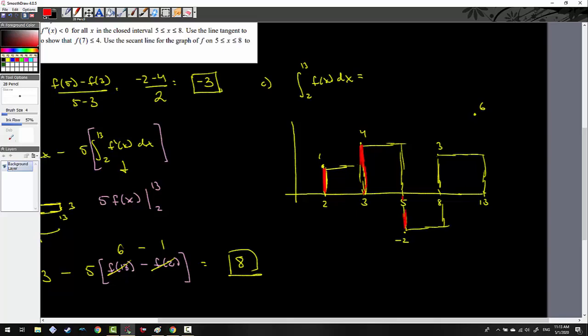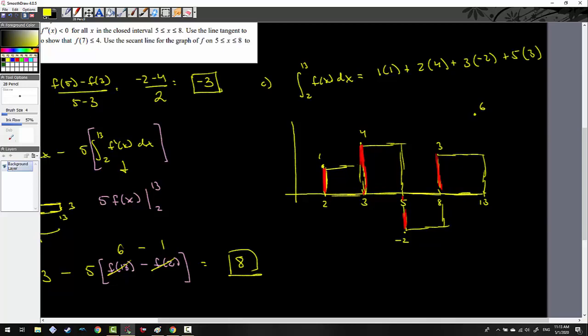And so from here we are. After we have all that, we're just going to go ahead and add them all up. My first base here is a base of 1 with a height of 1. And then my base here is 2 with a height of 4. My base here is 3 with a height of negative 2. And my last base is 5 with a height of 3.